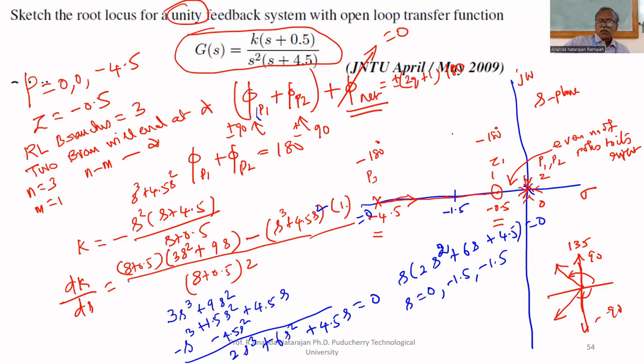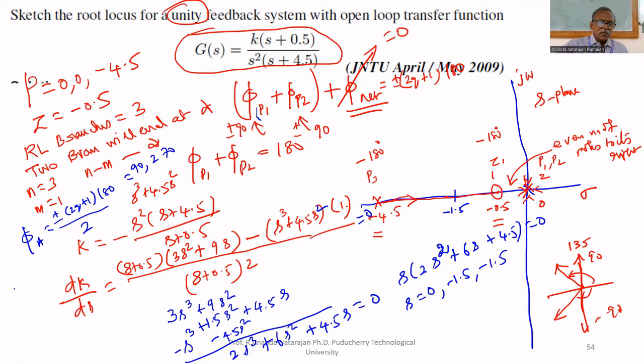Definitely. So now we have to find the angle of asymptote. Phi A equal to plus or minus (2q plus 1) times 180 divided by (n minus m). How many zeros at infinity? 2. Therefore, 2 angles we have to find. n minus m equal to 2. When q equal to 0, 180 divided by 2 equal to 90 degrees. 3 times 90, 270. So the angles are 90 and 270.